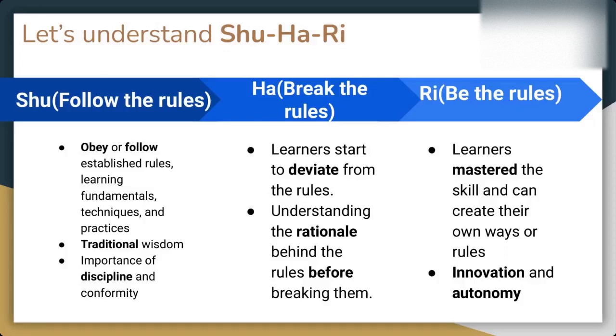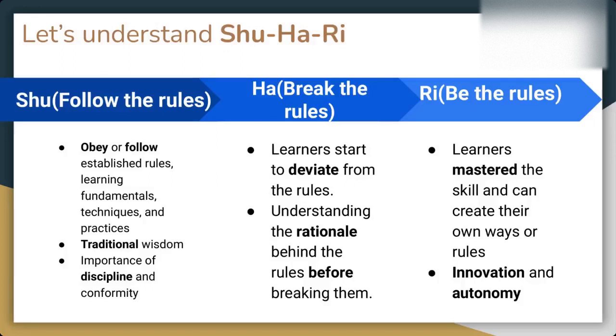So this is like stage 1. Here the focus is on learning the fundamentals of the game, understanding the basic techniques, understanding the fundamental practices. And here the focus is on strict discipline and conformity to the existing rules. The team is, you can say, almost blindly following the traditional wisdom or obeying the well established learning path. The team is not doing any experiments. There is no experimentation happening here.